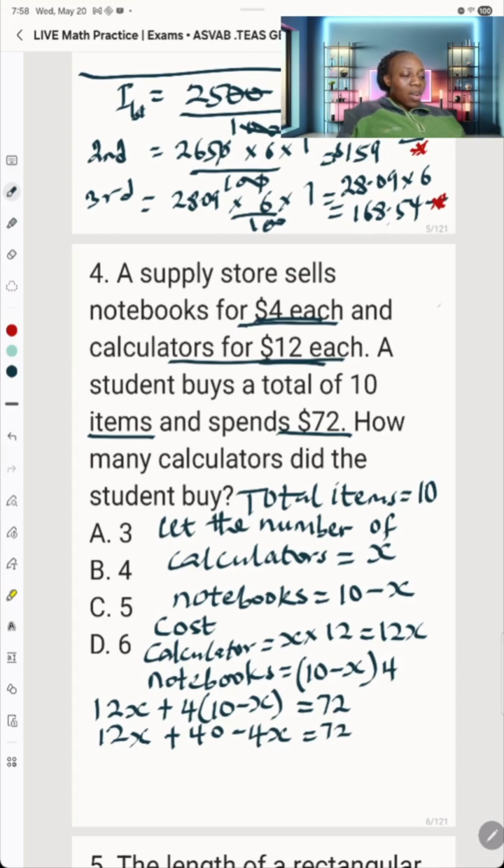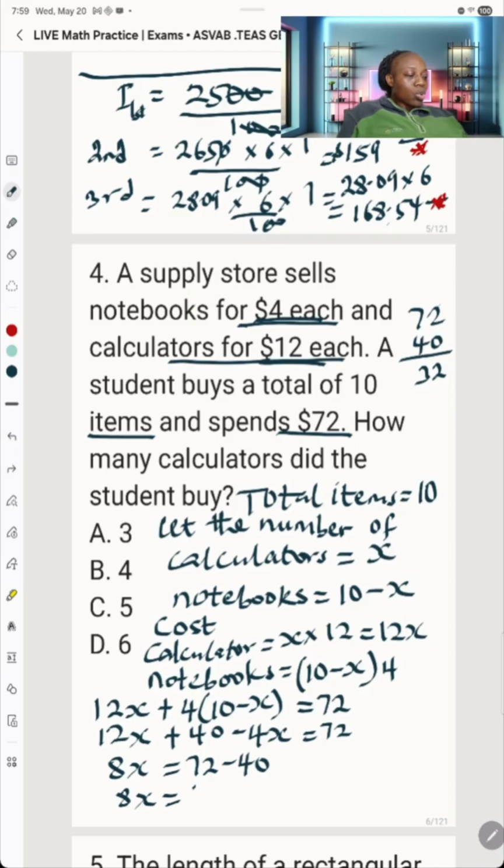So what do we have here? Let's collect the like terms. 12x minus 4x, that will be 8x, equal to 72. Let's take 40 to that side. That's going to be negative 40. So let's subtract it: 72 minus 40. What do we have? 32. So that would be 8x equal to 32.